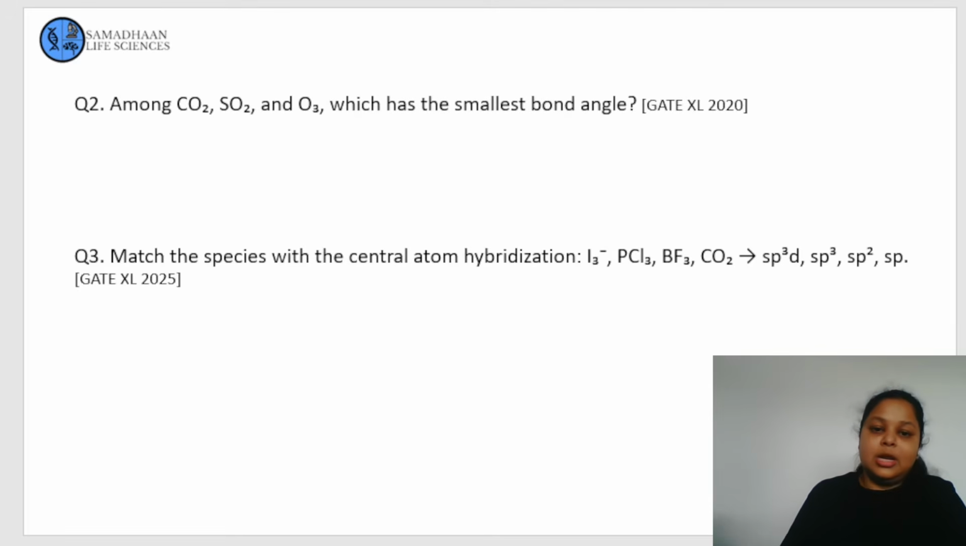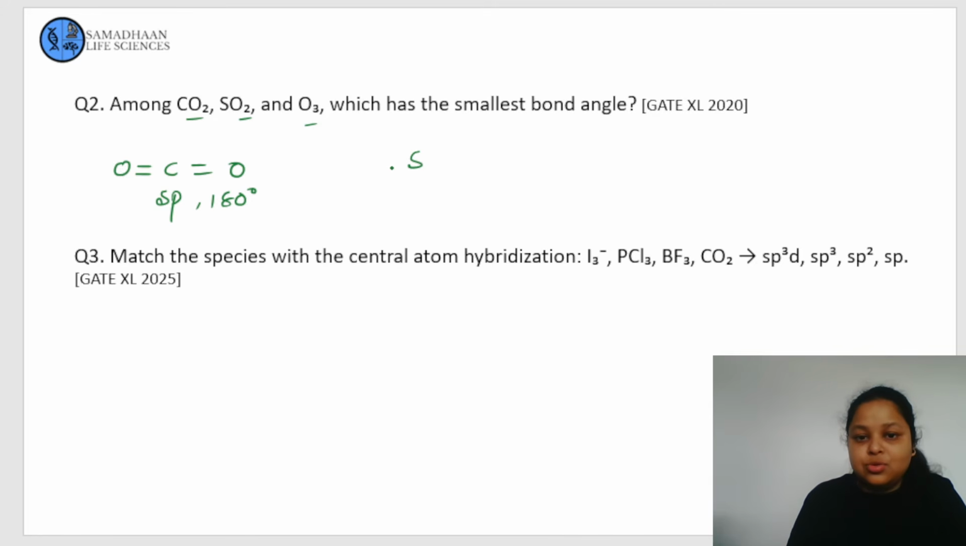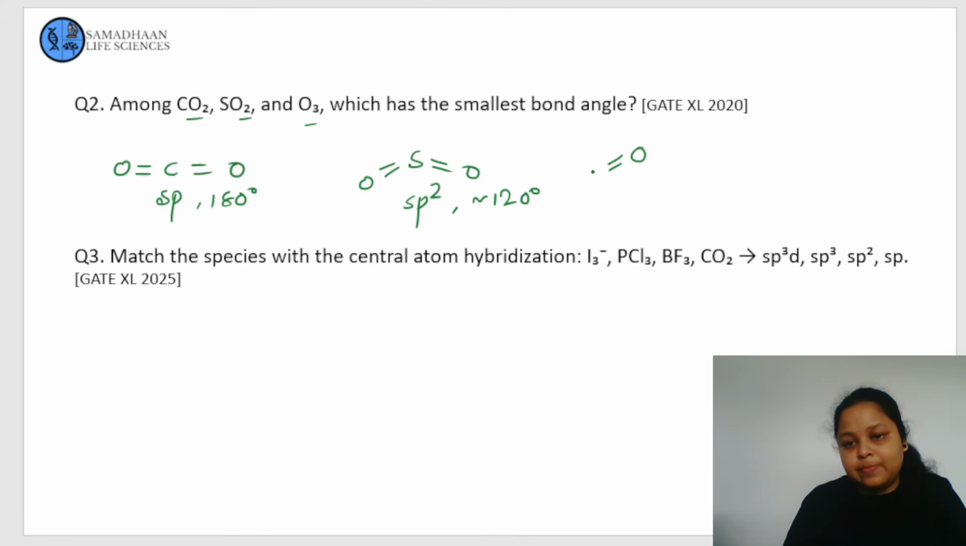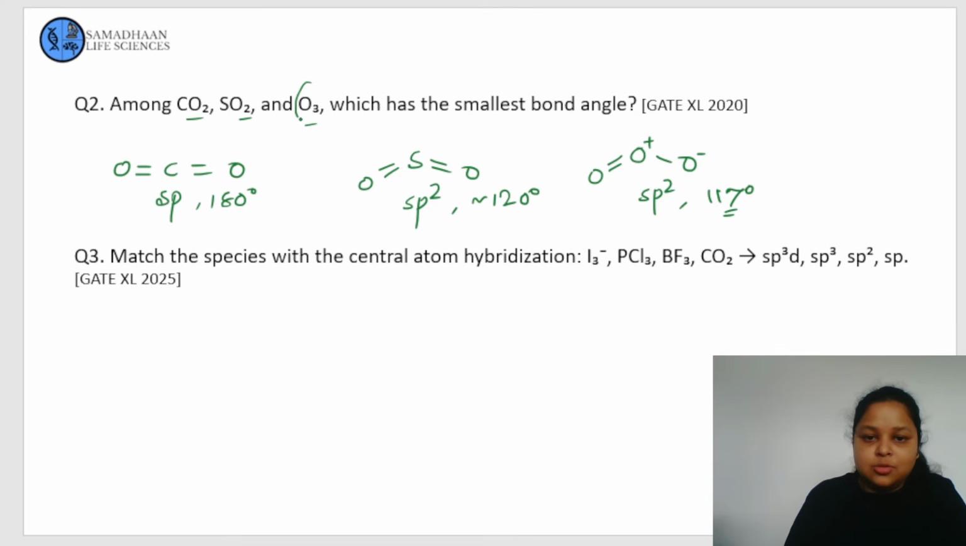Now let's take an example from our previous year question. Here they are asking that among CO2, SO2 and O3, which has the smaller bond angle. For CO2, the central atom carbon is sp hybridized with a bond angle of 180 degree. But for SO2 and O3, we already saw that for SO2, sulfur is sp2 hybridized with around 120 degree bond angle, and for O3, this is also sp2 hybridized but with a smaller bond angle. So the answer here is O3.